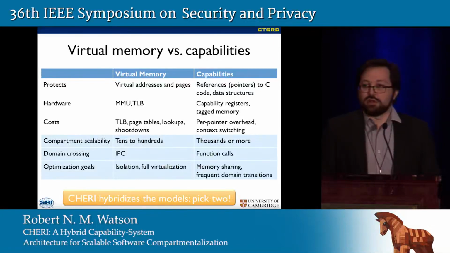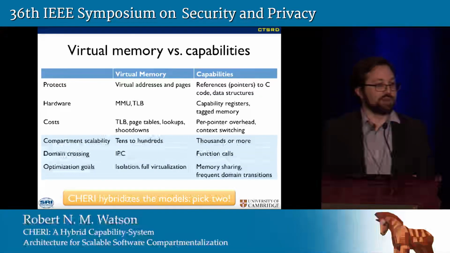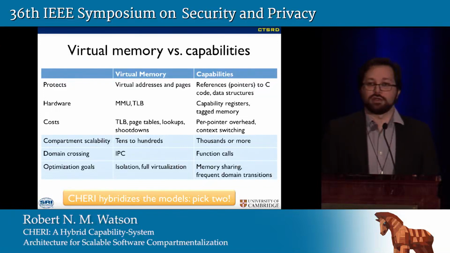So the first question we have to ask for the two different models is, what can they protect? What are they good at protecting? Well, virtual memory is good at protecting virtual addresses, which is to say the underlying storage of data inside an address space. It does so at a very coarse granularity, that of pages. The capability model allows us to protect the references to data rather than the underlying storage of data.